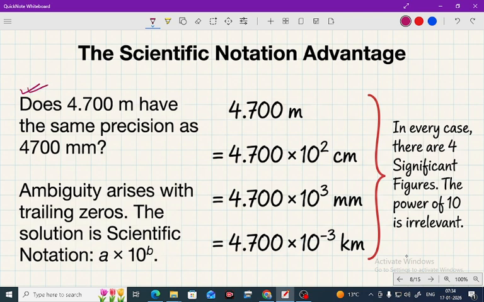For 4.7 × 10^3, how many significant figures? 4. If we write in centimeter, the significant figure is 4. If we write in millimeter, significant figure is 4. If we write in kilometer, even then the significant figure is 4. So you have to write in scientific notation so that we can determine the significant figures. In every case, there are 4 significant figures. The power of 10 is irrelevant, right? Now we'll get to this one.